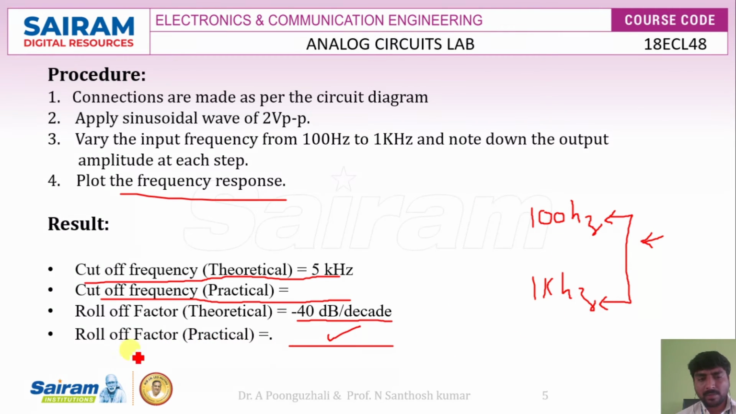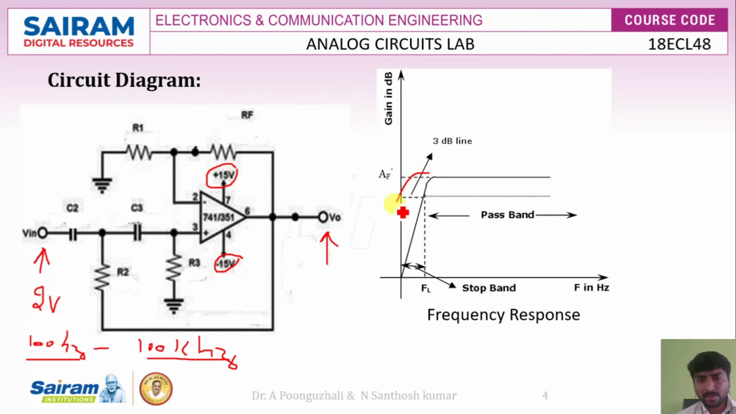So this roll off should be found in the attenuation band, not in the pass band. Keep in mind, we have to find this roll off in the attenuation band, not in the pass band. Okay, so this is all about the second order Butterworth high pass filter. Thank you.